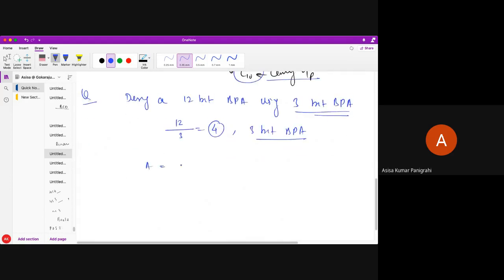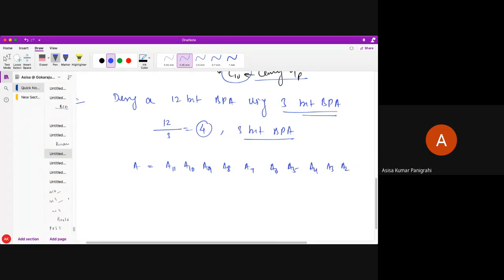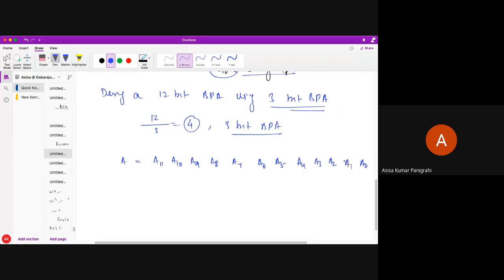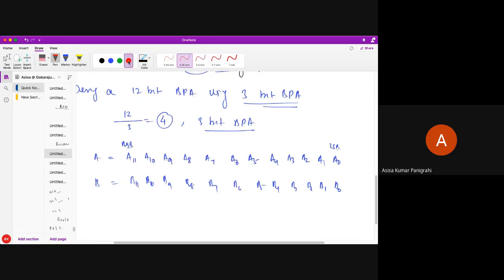Starting from A11, A10, A9, A8, A7, A6, A5, A4, A3, A2, A1 and A0, these are my A bits of 12 bits. B is again B11, B10, B9, B8, B7, B6, B5, B4, B3, B2, B1, B0. Out of this, what you have to do is start always from the LSB, as I have told you, and go towards the MSB. At that time, you just need 3-bit BPAs. So this is one 3-bit BPA.